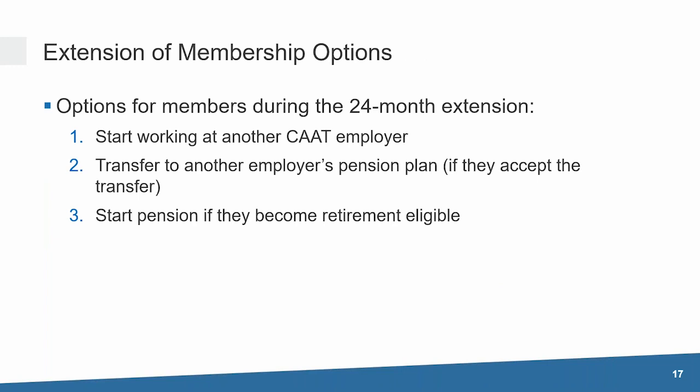During the 24-month extension of membership period, members have a few options. If a member starts employment with another CAAT employer, the member will continue to accrue a benefit under the plan. Contributions to CAAT must begin at the enrollment date.